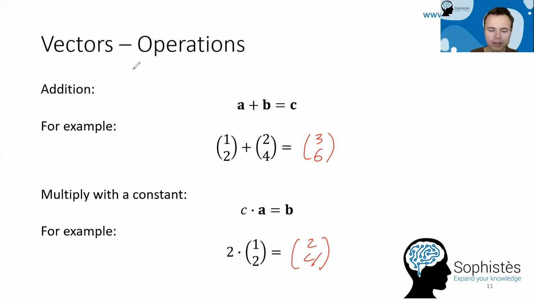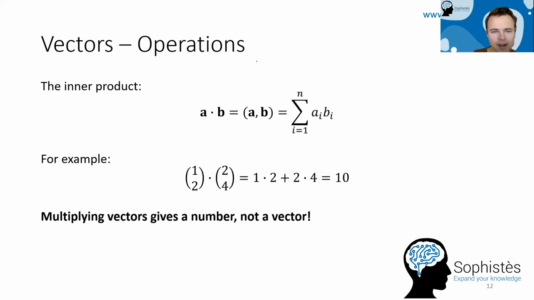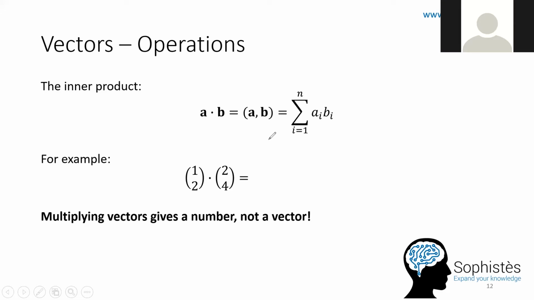But what's really counterintuitive is the inner product. So you're basically multiplying a vector here. And how will that work? Well, the strange thing is that if you take the inner product, which can be denoted like A times B or open bracket A comma B, you can also write it down like that. That's called the inner product of two vectors.